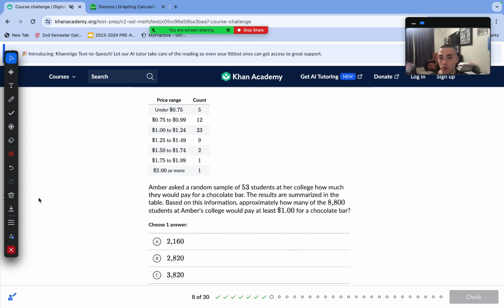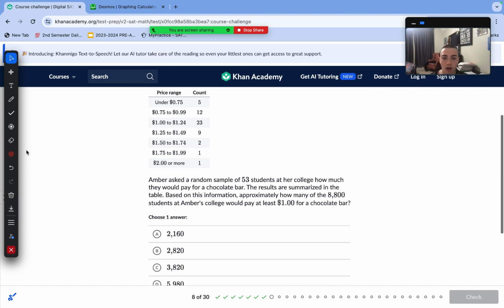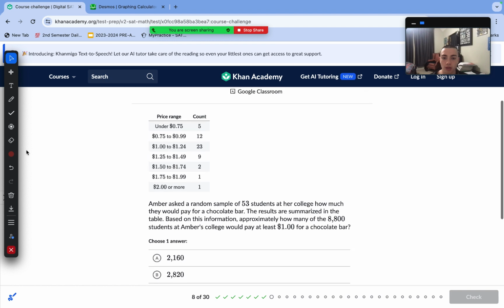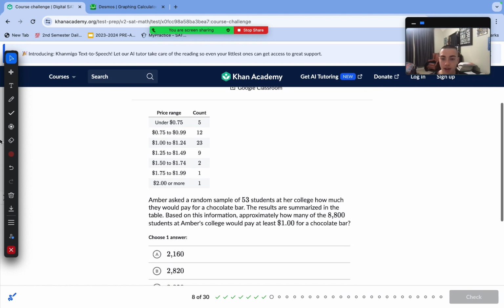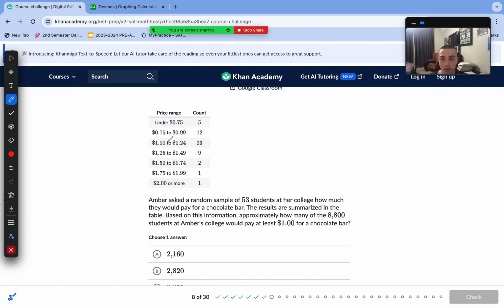We have a table, and we're asked a random sample of 53 students at our college how much they would pay for a chocolate bar. The results are summarized based on this information. Approximately how many of the 8,800 would pay at least $1? So would pay at the very least $1.